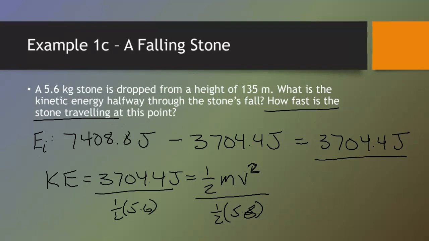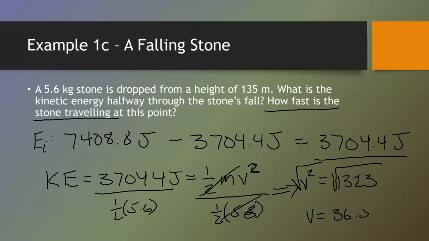Okay, and then what we find, I'm just going to move over here, is that v squared is going to be equal to 3704.4 divided by 1/2 times 5.6, which will give you 1323. And so we take the square root to get the speed, and we find that v is equal to 36.37 meters per second.